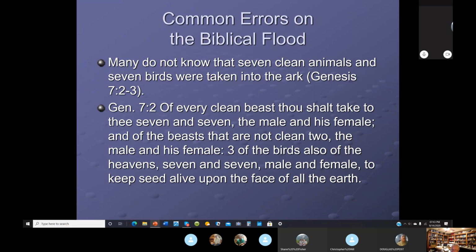It doesn't really matter to us as far as our flood model is concerned, but that fits what we see here now. Okay, could be 7 pairs, could be 7 of that kind. Of the birds also, having 7 and 7, male and female, to keep seed alive on the face of all the earth. So right here we have 7 and 7. Now the clean animals, when he came out of the ark, he sacrificed them. If there were 7 of them, then he took one of the males and sacrificed him.